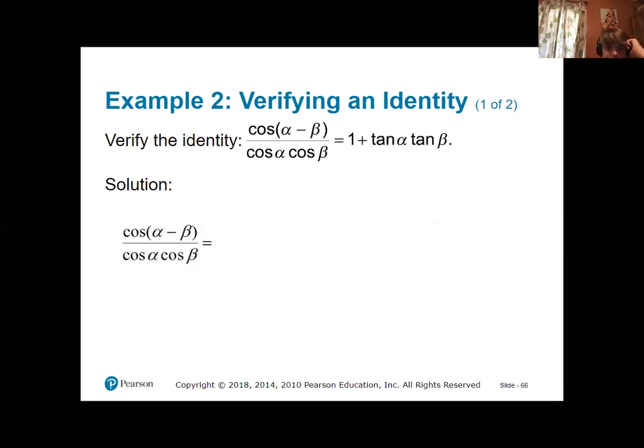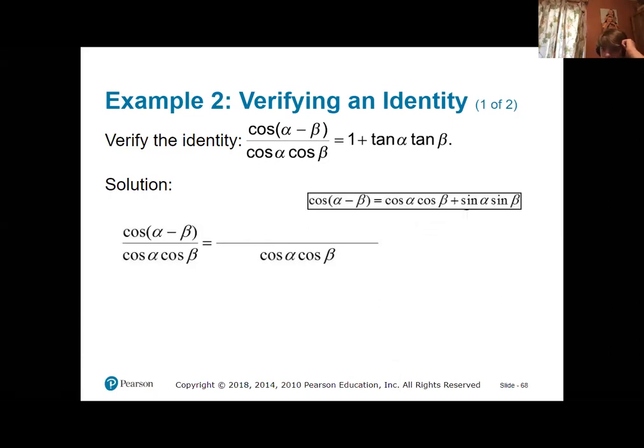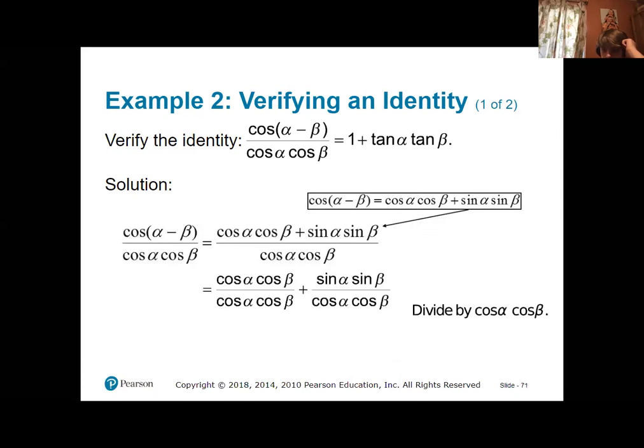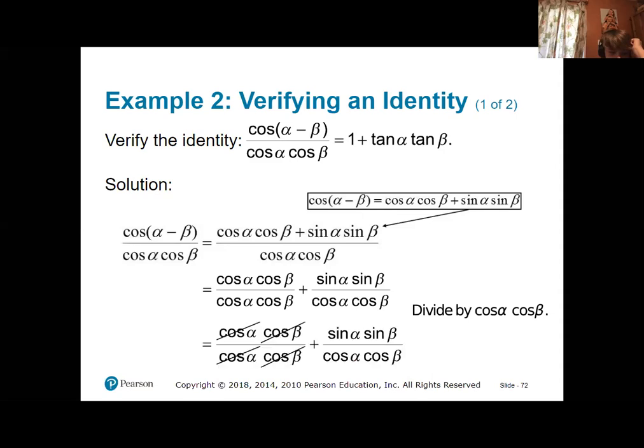All right. So then, like we said, we're going to take the numerator and apply the formula for the difference of two angles, cosine. And now I'm going to split them apart. Now what happens to the left side? What do you get? Cosine of alpha times cosine of beta over cosine of alpha times cosine of beta. What's that going to become? One, right? So all those guys are going to cancel each other out, and I'm just going to end up with a one.